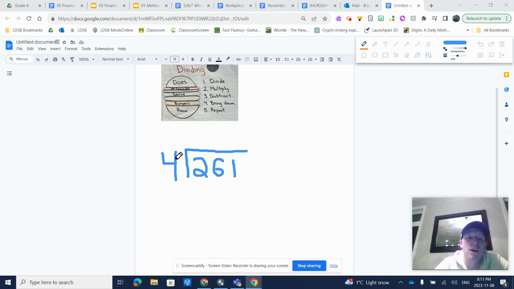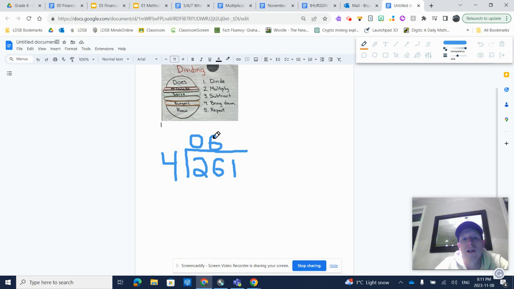For my first step, I'm going to see if 4 goes into my first number, 2. Now, 4 does not go into 2 because 4 is bigger than 2. So I can either leave it blank or I can put a 0 up here. Next, I'm going to see how many times 4 can go into 26. You can use your multiplication chart if you'd like, or you can just count it by 4s. I know that 4 can go into 26 6 times. Okay, so it divides in there 6 times.